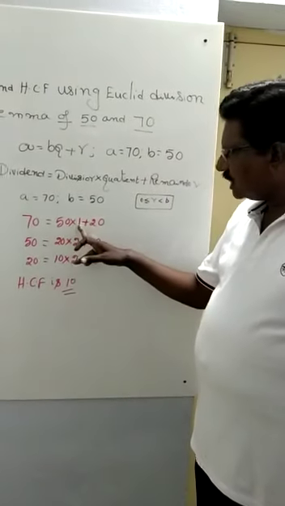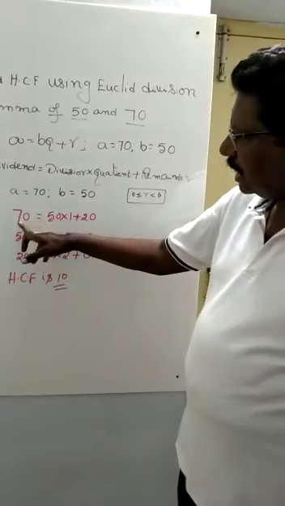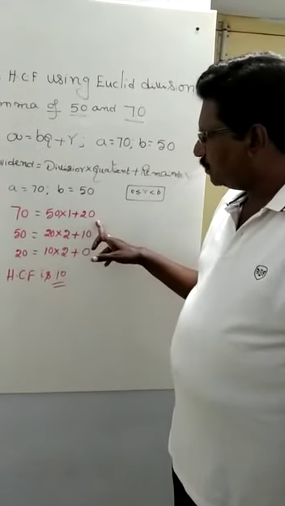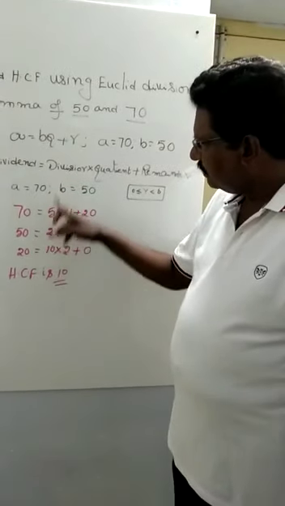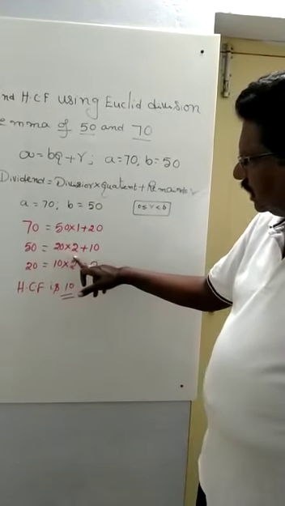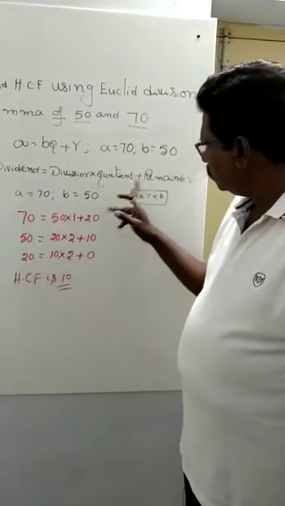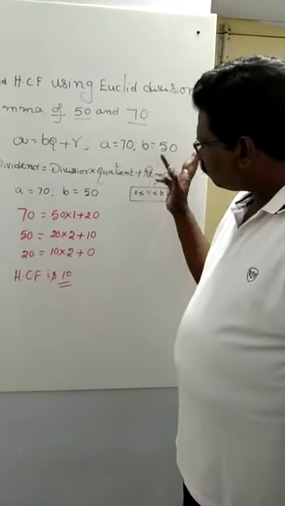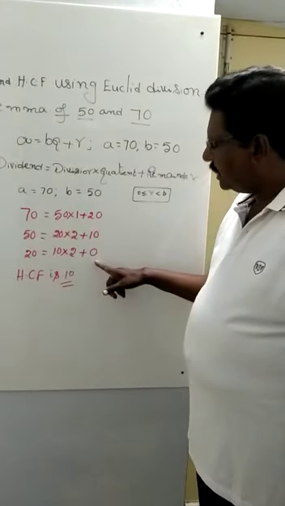So 50, you multiply by 1, 1 times 50 is 50, which is less than 70, so the remainder is 20. Again 50 becomes the divisor in this form. Divisor becomes dividend. 50 is equal to 20 into 2 plus 10. Again, divisor becomes 20. 20 into, the remainder becomes the 10. Divisor 10, 2 tens are 20, remainder 0.